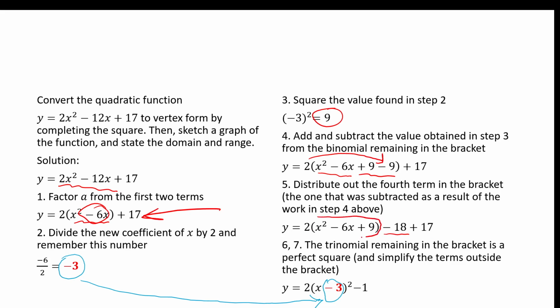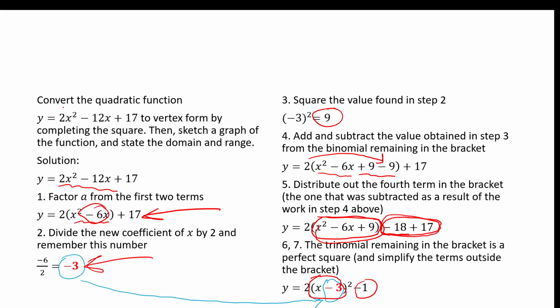What's left inside the bracket is, in fact, a perfect square. x squared minus 6x plus 9 is a perfect square binomial, and what we have remaining on the outside, we just evaluate, negative 18 plus 17. Well, negative 18 plus 17 is negative 1. And then x squared minus 6x plus 9, it turns out, is actually the binomial x minus 3, quantity squared. And that's why we said remember this number that you got in step 2, that negative 3. It returns in the final answer.